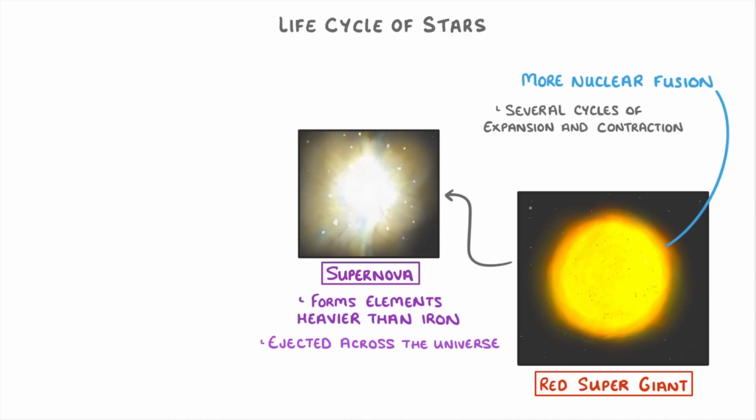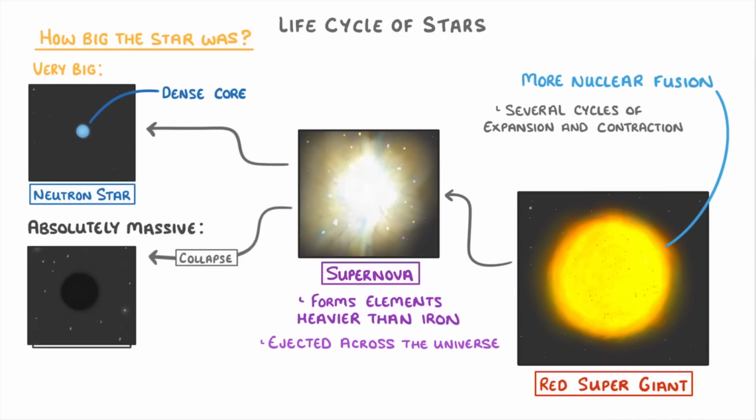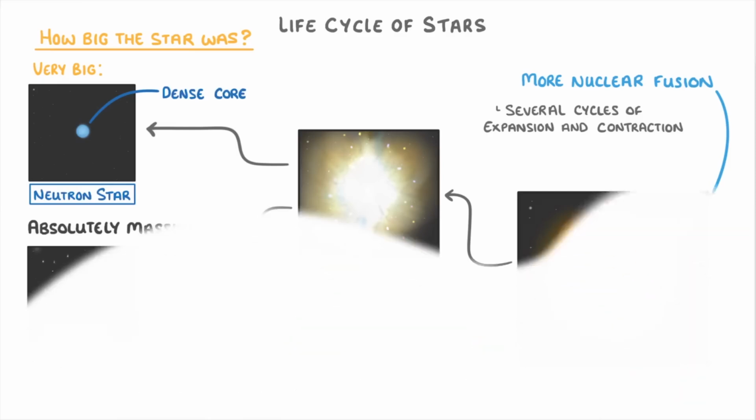What happens next, again, depends on how big the star was. If it was just very big, then it will condense into a very dense core called a neutron star. However, if the star was absolutely massive, then it might collapse in on itself and become a black hole. The reason we call them black holes is because they're so dense that their gravity is able to pull in any light that passes nearby, which means that they literally appear as empty spaces, or tiny holes in the universe where no light is ever emitted.